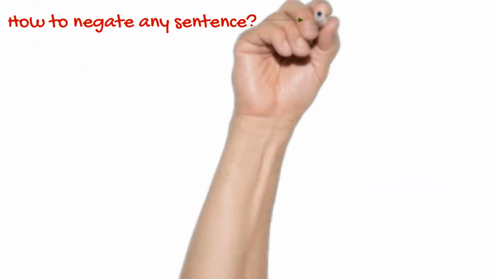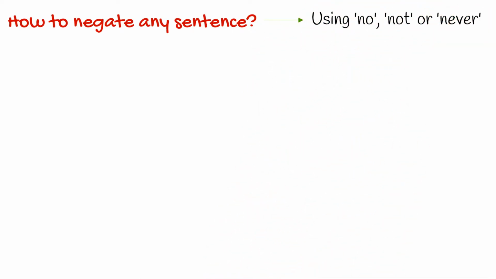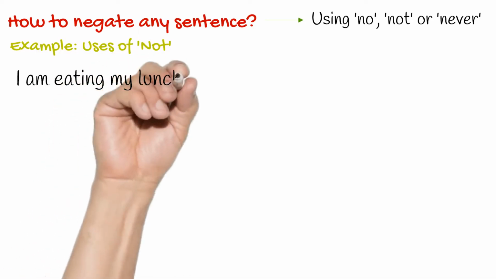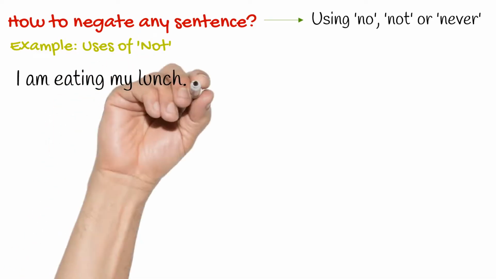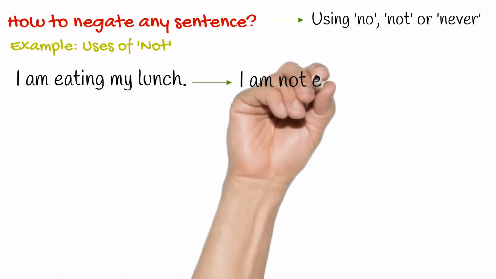How to negate any sentence? One can negate any sentence using no, not, and never. First, we shall discuss not and understand the usage of it. Let's take some examples. I am eating my lunch. If we try to negate this sentence, it would be, I am not eating my lunch.